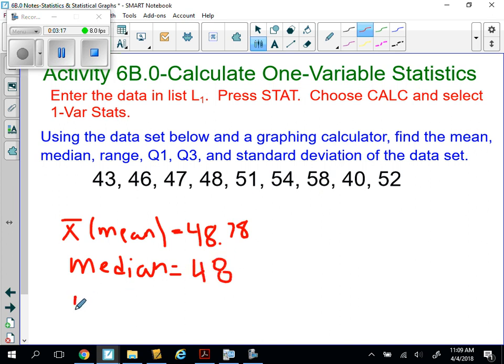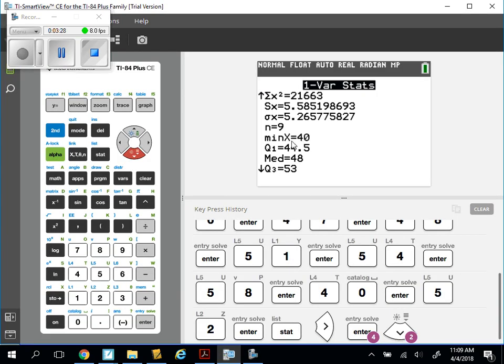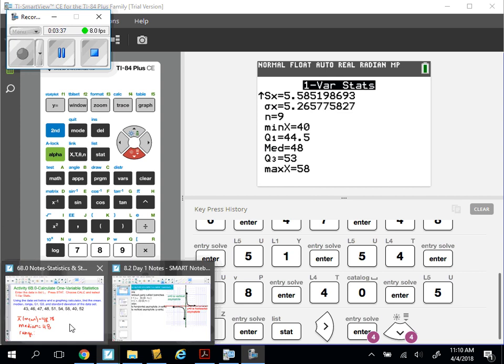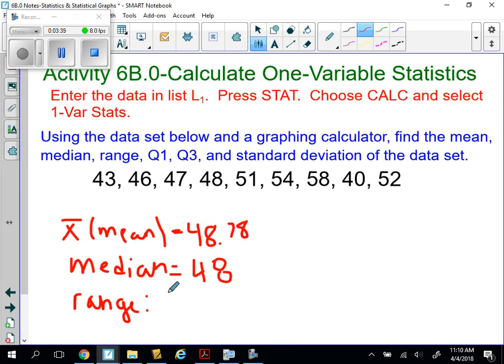Okay, next thing is finding the range. Now in order to find the range, remember, we do our maximum value minus our minimum value. So we have to go to our calculator, figure out our min, which is 40, and figure out our max, which is 58. And what we have to do is subtract our minimum from our maximum. So our max was 58. We're going to subtract it from our minimum, which was 40. And so our range is 18.